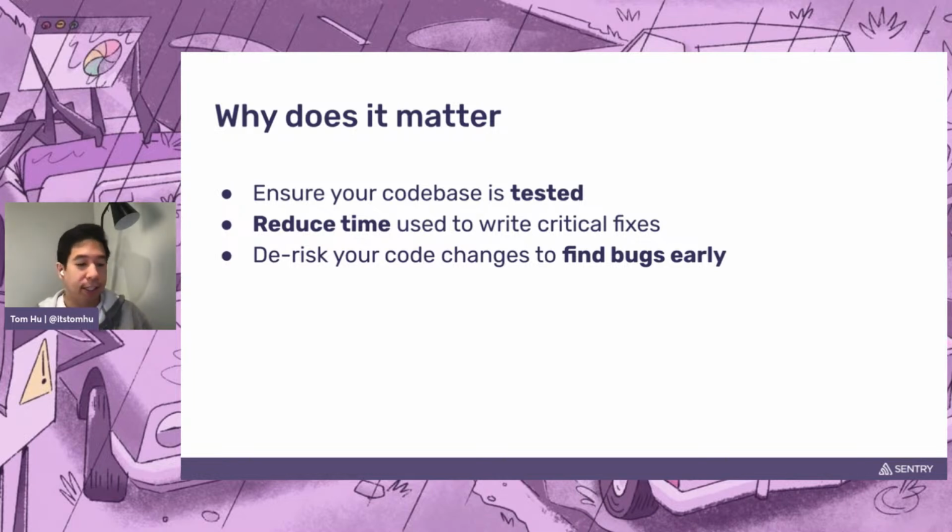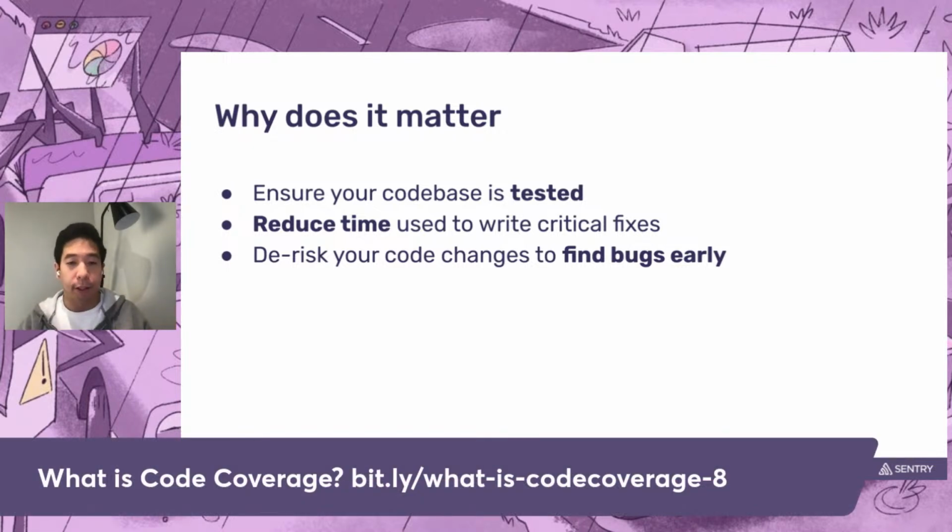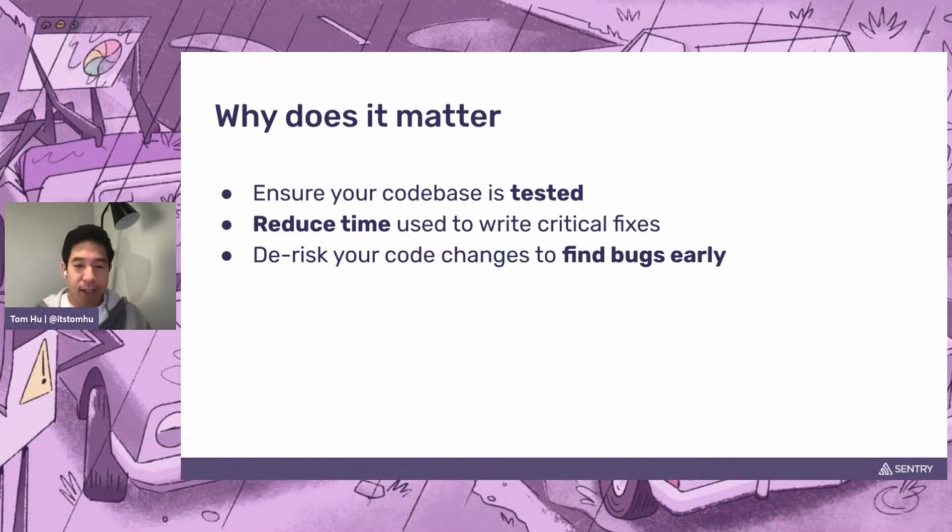And the third thing, which ties up to the last 2 things, is that it really helps to de-risk your code changes. It helps you to find bugs early. It helps you to make sure that you have some standard of quality to your code before it hits production. So with that, we're going to shift over.